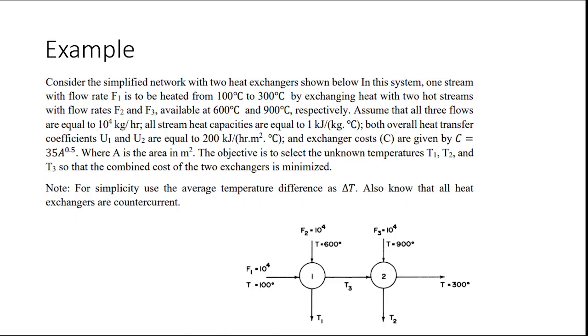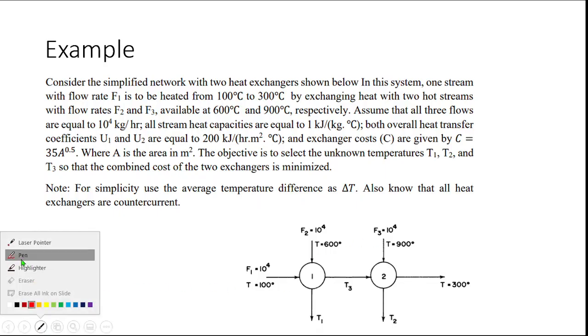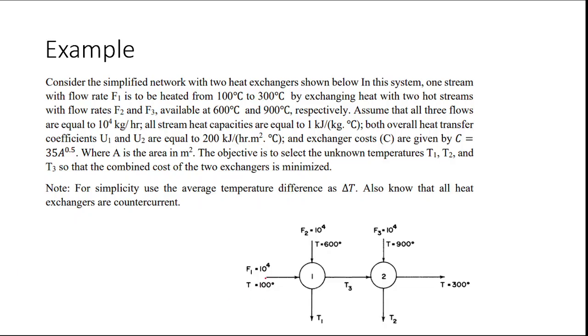It says, consider the simplified network with two heat exchangers shown below. In this system, one stream with flow rate F1 is to be heated from minus 100 degrees Celsius to 300 degrees Celsius. So the question came with a diagram. We can see that this stream is being heated from minus 100, and at the end it should come out at 300. But the heat is being exchanged with two hot streams with flow rates F2 and F3. So we have two hot streams that are going to transfer heat to the cold stream we are trying to heat up. And those two hot streams are coming in at 600 and 900 degrees Celsius. Those are the temperatures that they are available at.